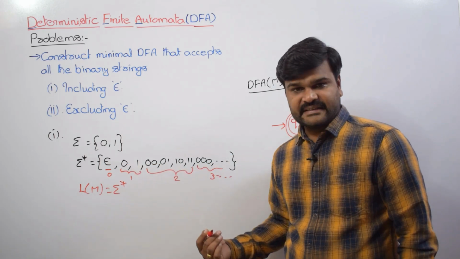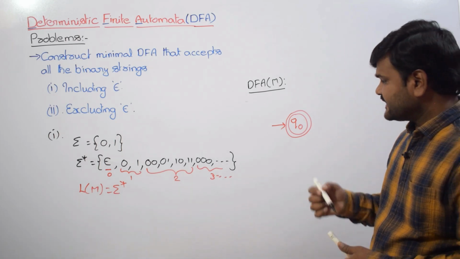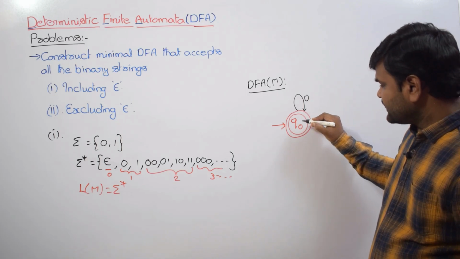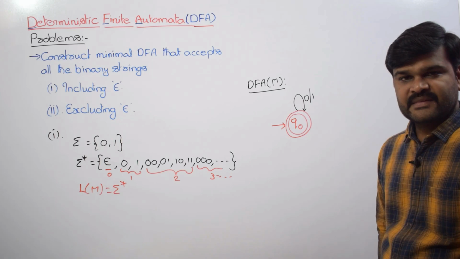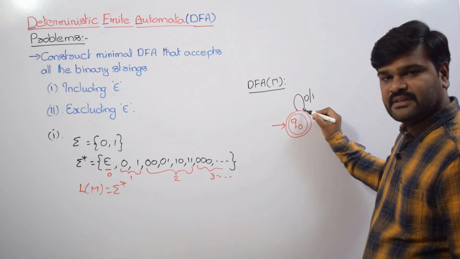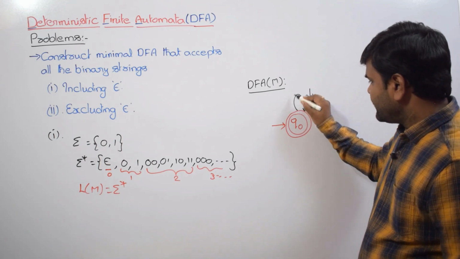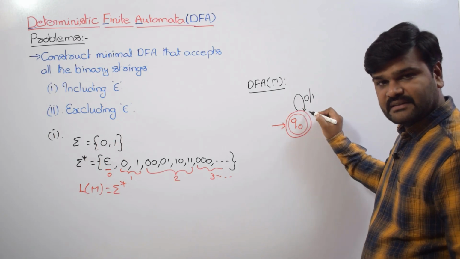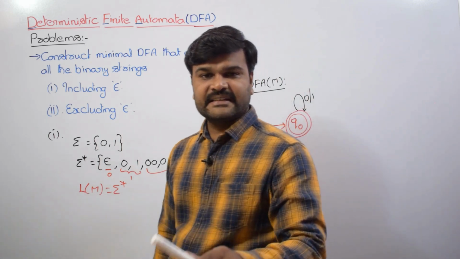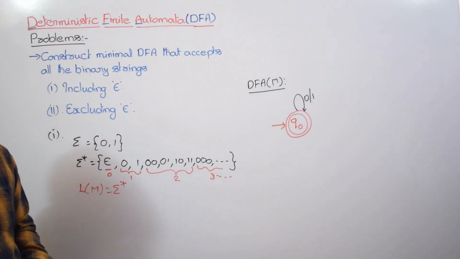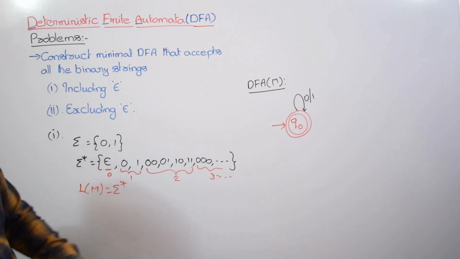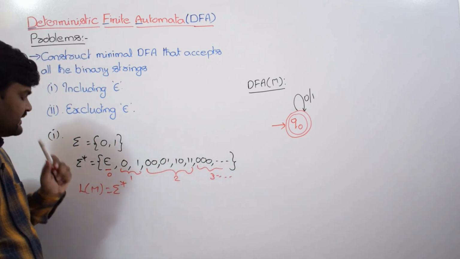And what about the remaining words? On 0 you stay in the same state, and on 1 also you stay in the same state. Then 2 length words: 00, 01, 10, 11, and 000, any length. If you give a self edge on one state, you can define this machine, which accepts all binary strings including epsilon. So this is the DFA for the first one.